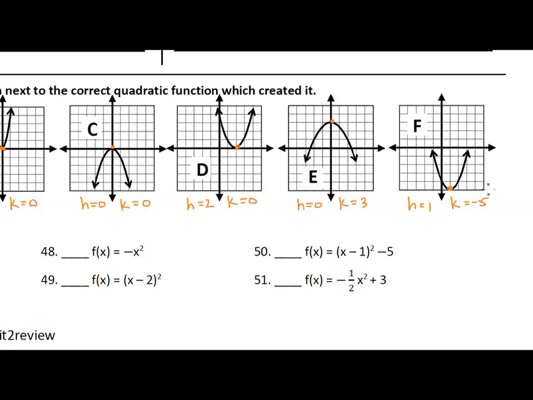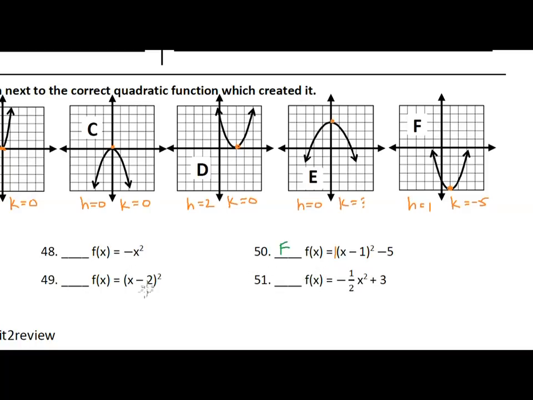Let's find those. Look at number 50. Number 50 has an H value of 1 and a K value of negative 5. And since this parabola opens up and this A value is equal to a positive 1, this must be the correct graph. So F is going to be 50.